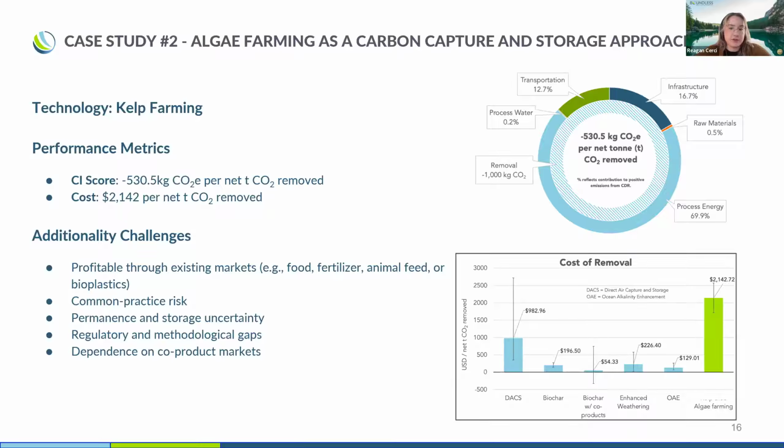So another concern might be a dependence on a co-product market. So if the majority of the biomass is used in those short-lived products rather than long-term sequestration, it may be more of an avoided emission or temporary storage, and then not eligible as permanent carbon removal. And so really we want to check in to make sure that something like kelp farming is hitting those points. And those are the primary risks we would be looking for to make sure that we're hitting additionality.